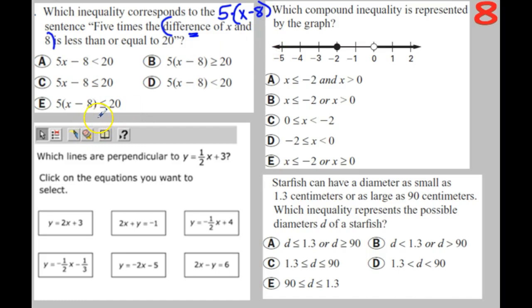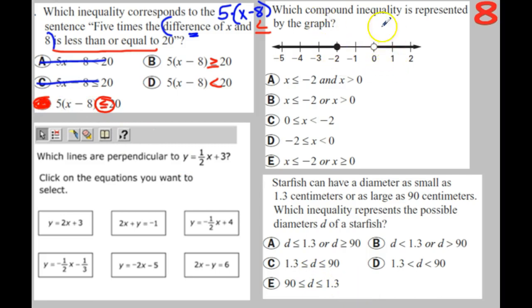So right away, we can eliminate these two because we do have 5 times x minus 8, but it's 5 times this whole thing, not just 5 times x minus 8. That's what it would say if you wanted these ones, 5 times x minus 8. We want this whole piece. Then it says, is less than or equal to, so write your less than or equal to symbol, like an L for less than, 20. So this one's greater than or equal to, this one's just less than. This is the symbol we're looking for, which must be 8.